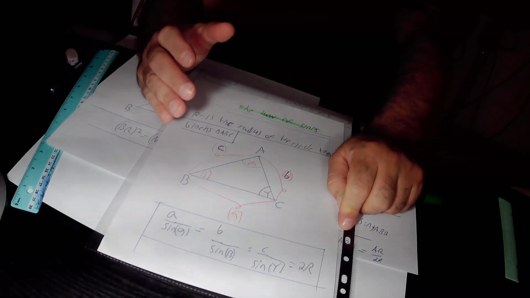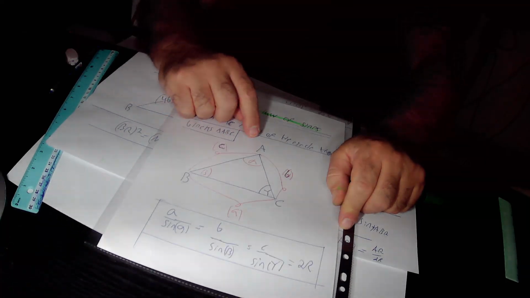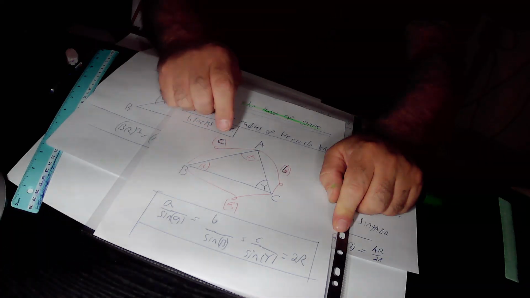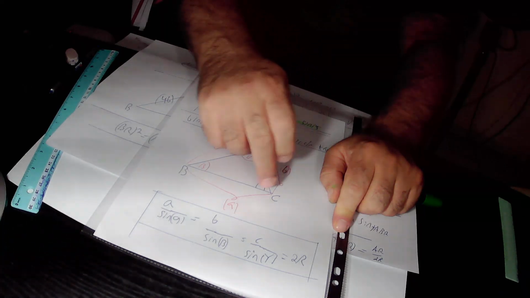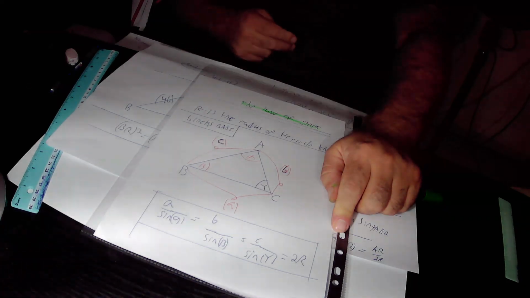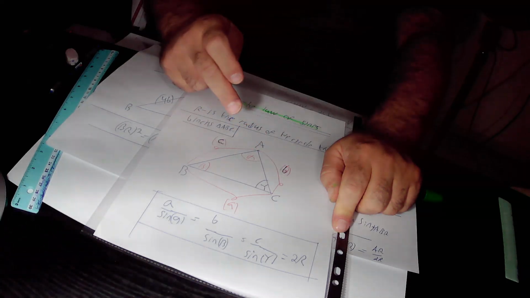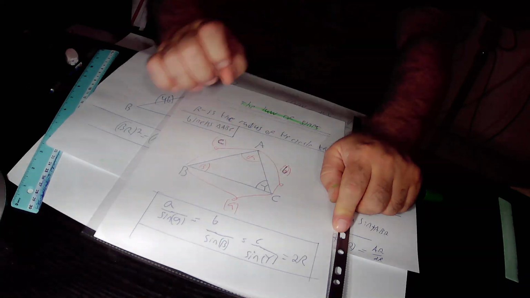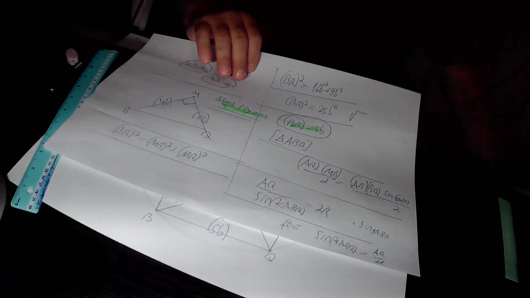According to the law of sines, the following equation is true: A over sine alpha equals B over sine beta equals C over sine gamma equals 2R. And R is the radius of the circle that encloses this triangle ABC. So we can use the law of sines in order to find the value of sine angle ABQ.